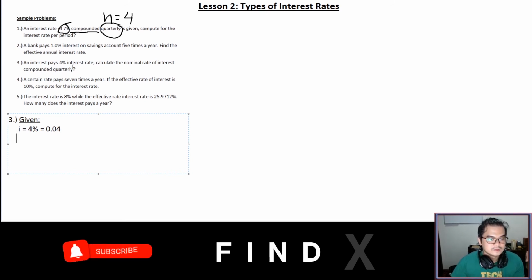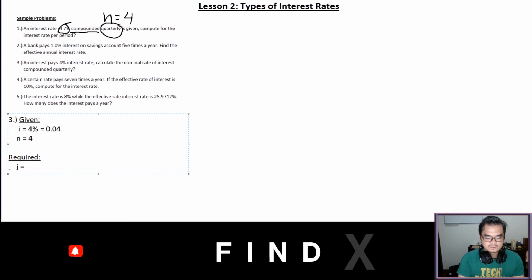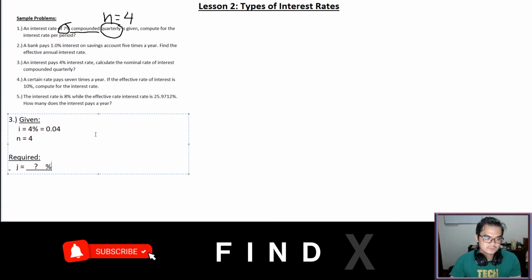Okay. And then calculate the nominal rate of interest compounded quarterly. So quarterly, therefore you are paying 4 times a year. So N must be equal to 4. Okay. So getting the required here, your required will be your nominal rate of interest, which is your J. This must also be in percent. Okay, so going for the solution.